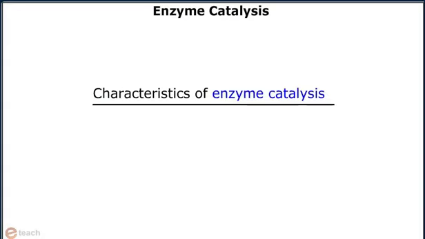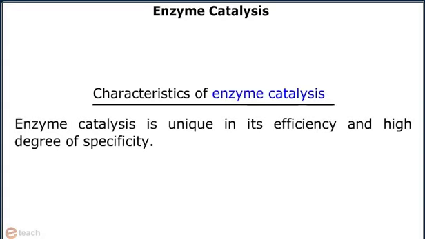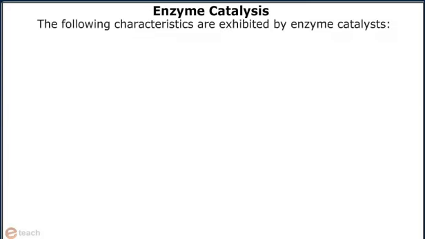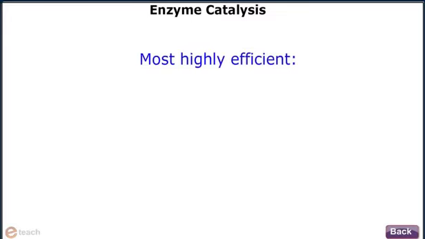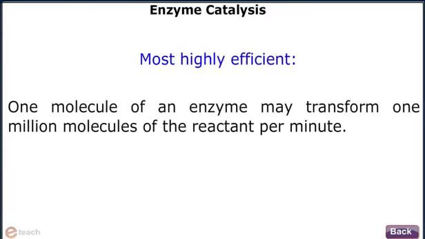Characteristics of enzyme catalysis. Enzyme catalysis is unique in its efficiency and high degree of specificity. The following characteristics are exhibited by enzyme catalysts: most highly efficient, temperature, pH, coenzymes, activators, enzyme inhibitors, highly specific in nature. Click on the corresponding buttons to know more about them. Most highly efficient: one molecule of an enzyme may transform 1 million molecules of the reactant per minute.